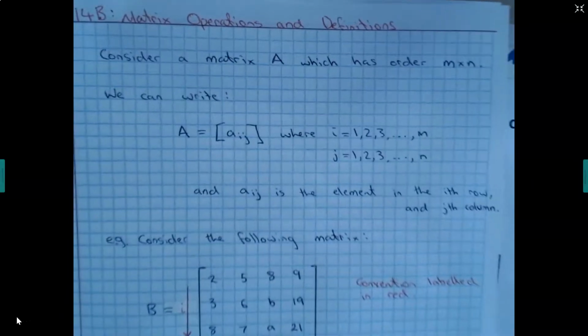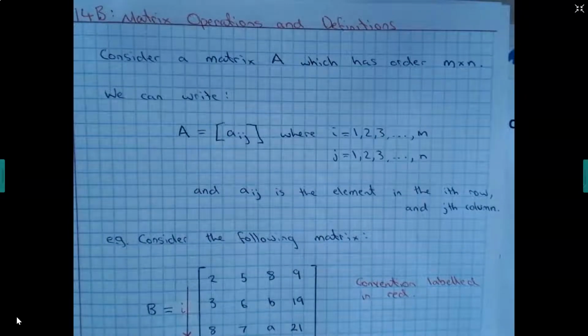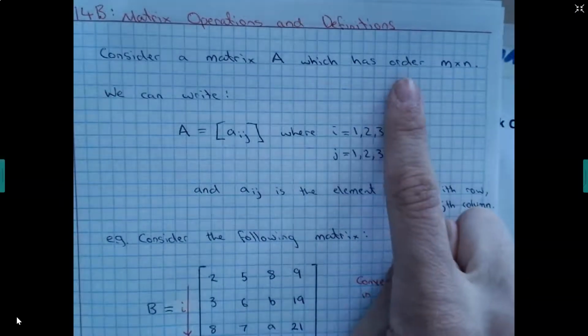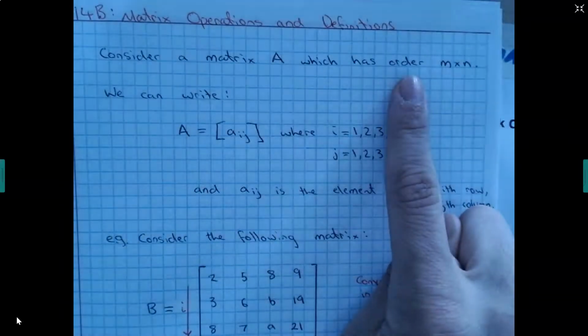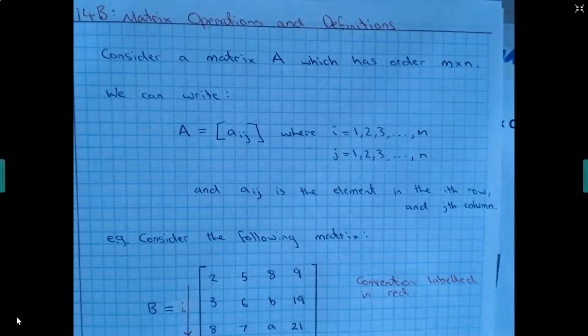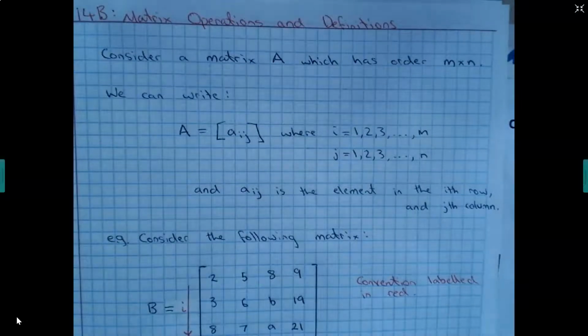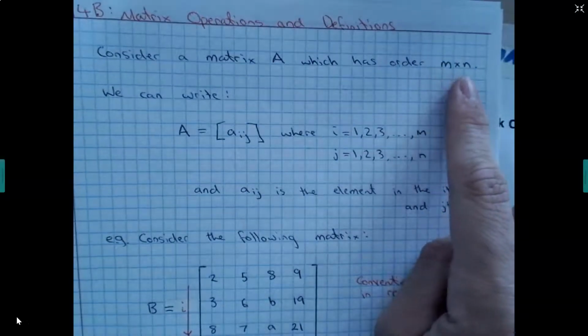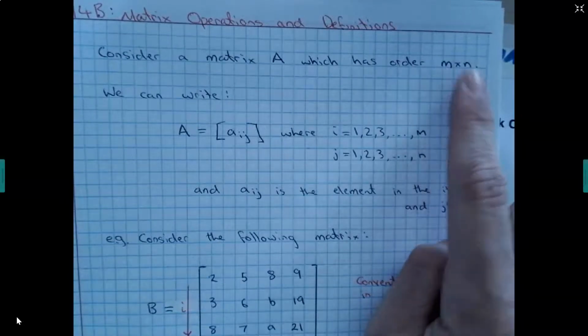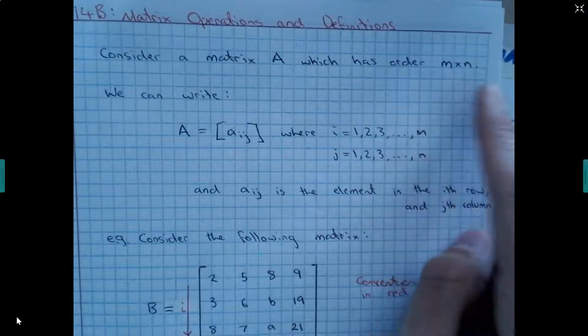So basically, I just want to go through the structure of a matrix and just recap a couple of things we spoke about last lesson. So remember, when we talk about order, we're basically talking about the size of a matrix. So if a matrix has order m times n, the m and the n are telling us how many rows and columns the matrix has. So the m tells us how many rows the matrix has, and the n tells us how many columns it has. So if I have a 2 times 1 matrix, it means it's got 2 rows, 1 column.